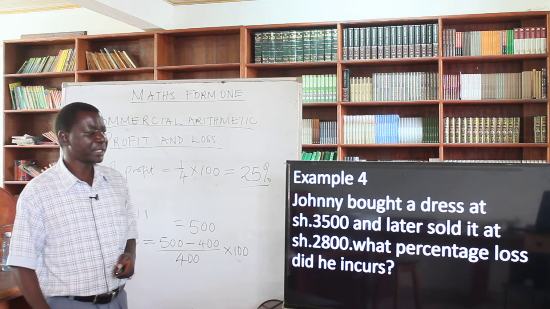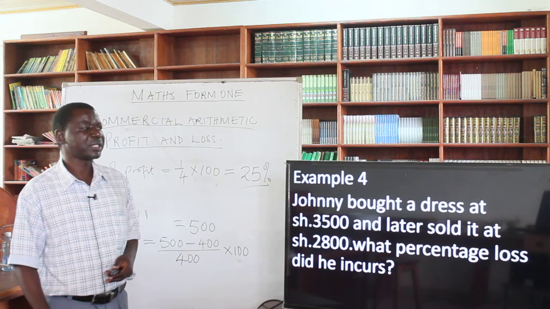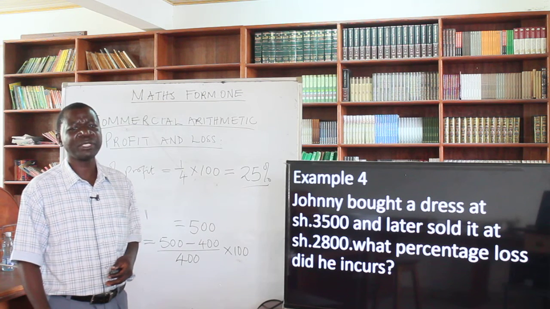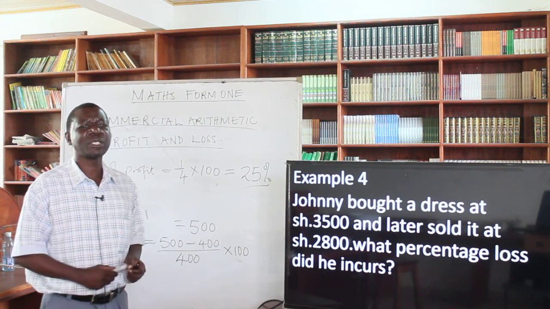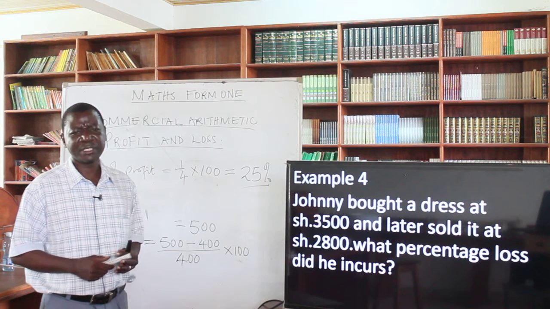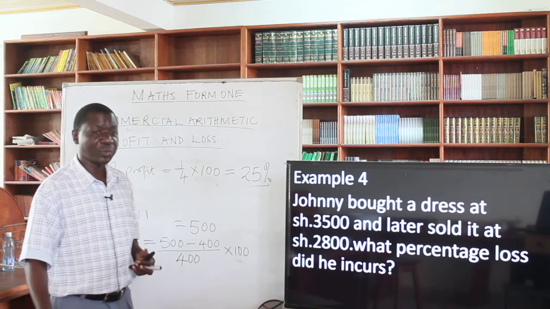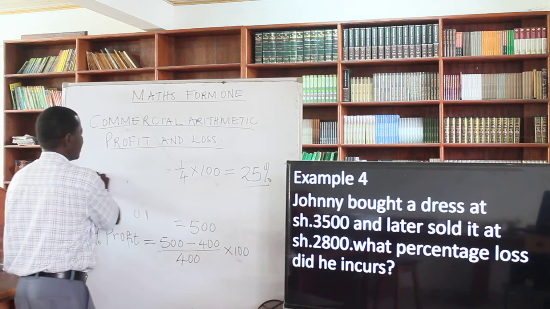So our example here says Johnny bought a dress at 3,500 and later sold it at 2,800. What percentage loss did he get? We can see this is a loss because the selling price is less than the buying price. So this is a loss.